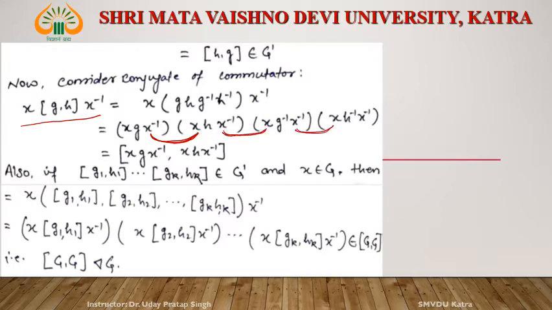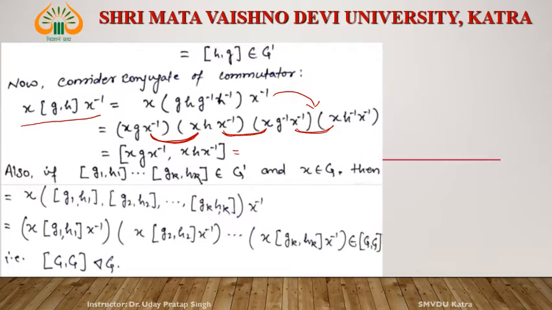Okay, so no problem. This can be written in this form: X G X inverse X H X inverse X G inverse X inverse X H inverse X inverse. Okay, and what is this? This is nothing but the commutator.